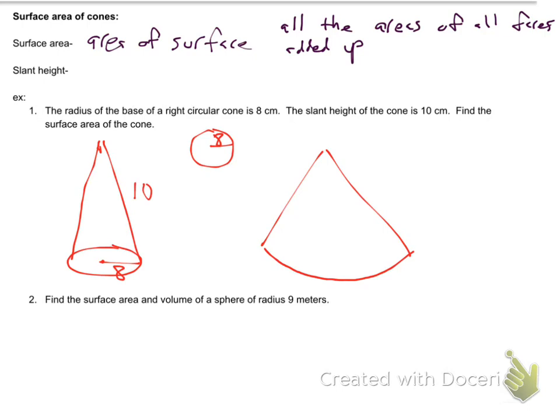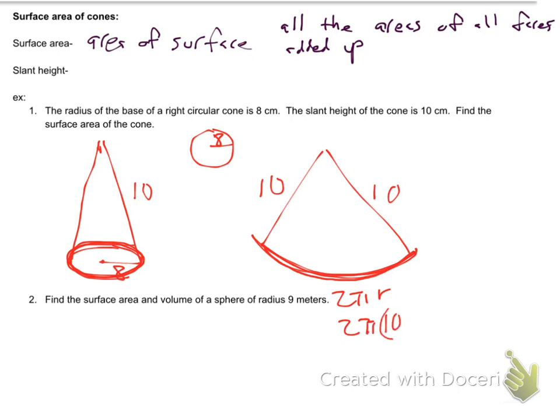And the cool thing is that this edge is the length of that edge, which is the what of the circle? Circumference. Interesting. The radius of this was 10. This is 2 pi r, or 2 pi times 10, or 20 pi.